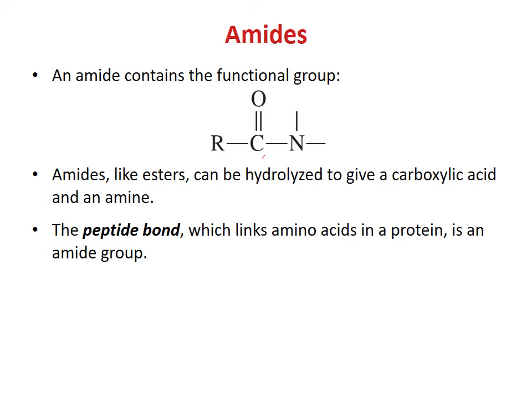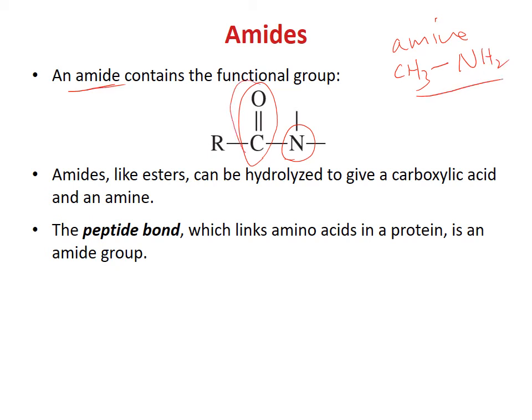When the carbonyl carbon is bonded to a nitrogen, the functional group is called an amide. Compare with an amine. Well, an alkyl group, for example CH3, is attached to a nitrogen. So that's an amine with no C=O double bond. In an amide, there's a C=O double bond, and the carbonyl carbon is bonded to a nitrogen.